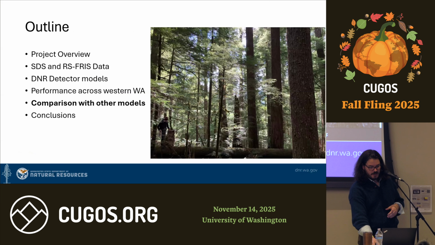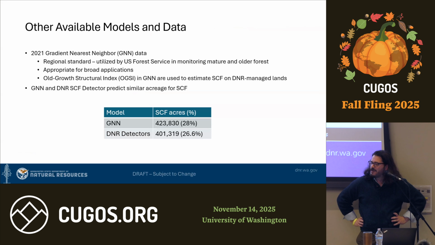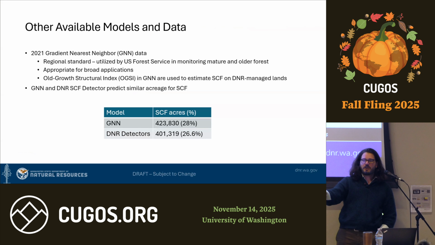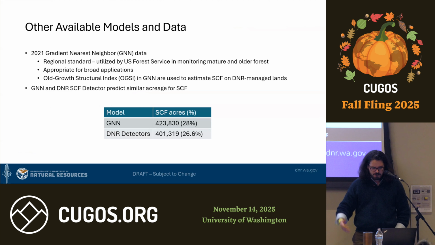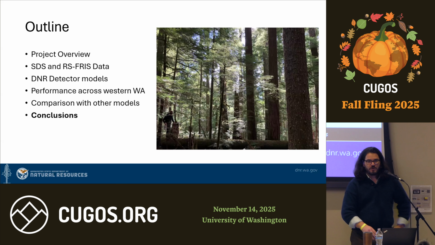We also want to compare. You don't want to just go, yep, I did this and we're done. It works, great. We also want to compare with other things. So we compared it with GNN, which is what the Forest Service uses. And we see that on the managed lands that the state manages, the GNN and the detectors that we have are getting a reasonably similar answer. We're about a percentage off in terms of acreage, which is good. And those are, again, separate data sets, separate inputs.